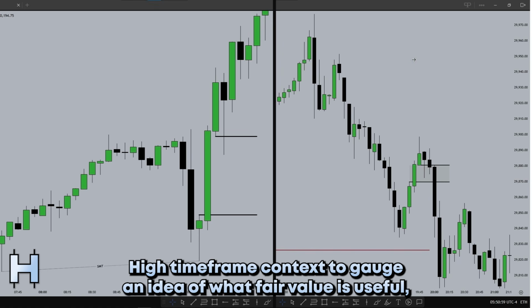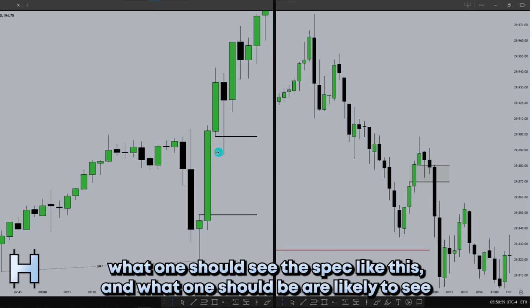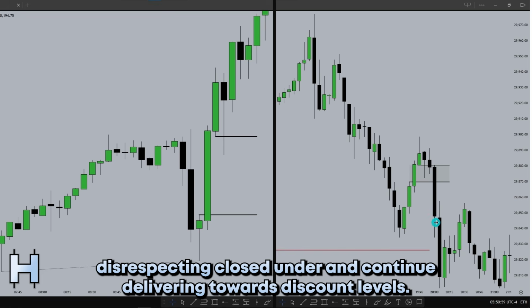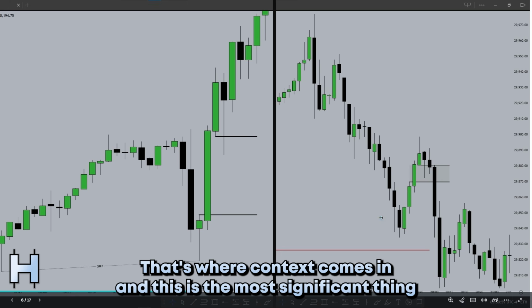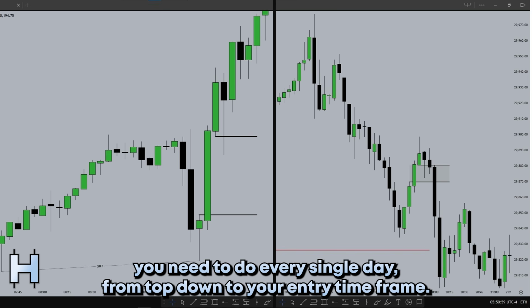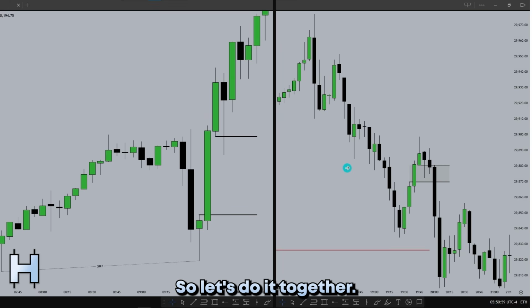So if we use high time frame context to gauge an idea of what fair value gap is useful, which one should we see respected like this, and which one are we likely to see disrespected and closed under and continue delivering towards discount levels, that's where context comes in. And this is the most significant thing you need to do every single day, from top down to your entry time frame. So let's do it together.